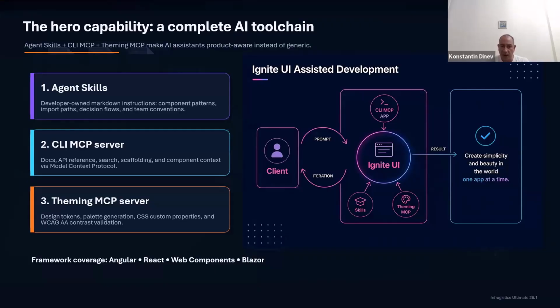Number two and number three are our two MCP servers. Okay, so the first one ships with the Ignite UI CLI, and this MCP server basically tells agents exactly what the correct APIs and use cases for each and every component that we have are. And that covers every framework that we have for modern web: Angular, React, Web Components, and Blazor.